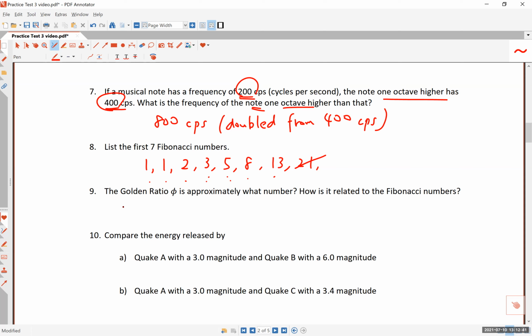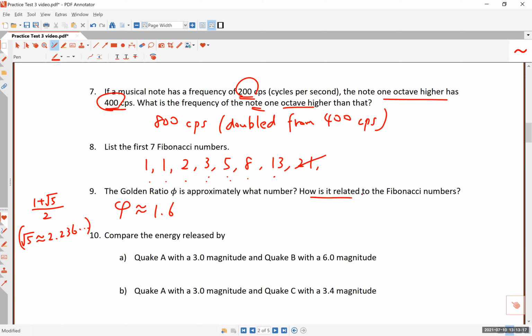Number 9, the golden ratio is approximately what number? This one, you really just should know it's about 1.6. You don't have to know more digits than this. Technically, if somebody asked me what the golden ratio is, I would write the precise expression, which is 1 plus the square root of 5 over 2. The square root of 5 happens to be around 2.236, and so on, but none of this is required for your purposes here. The golden ratio is about 8/5 or 1.6.